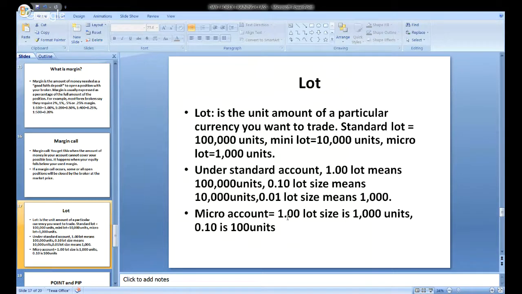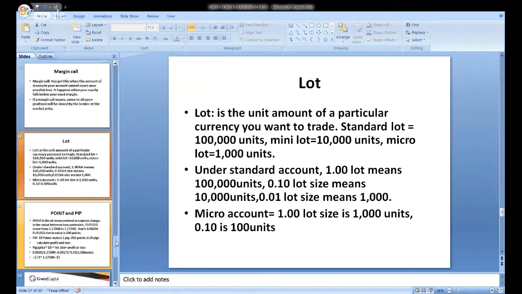So under micro account, one simply means you are trading 1,000 units. But on micro account, 0.10 is the least that you can trade, which is 100 units. So there is no room for you to trade 0.01, which will give you just 10 units of currency. So the least is 100 units that you can trade under micro. You can trade higher. When you set it on 2, it means that you are trading 2,000. When set on 3, it means that you are trading 3,000 units. The higher it goes, the higher the number it reflects.